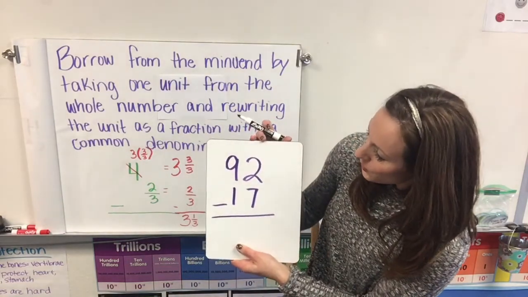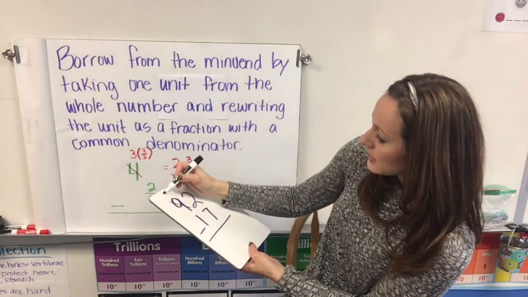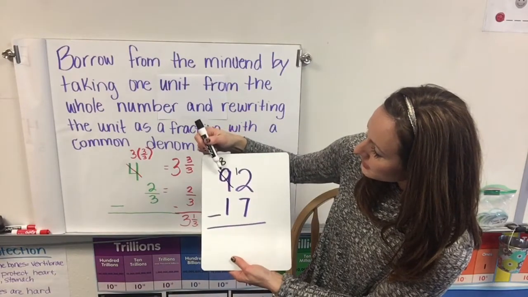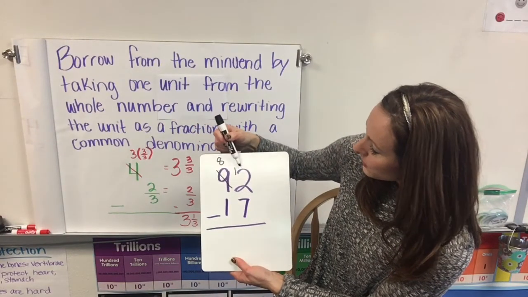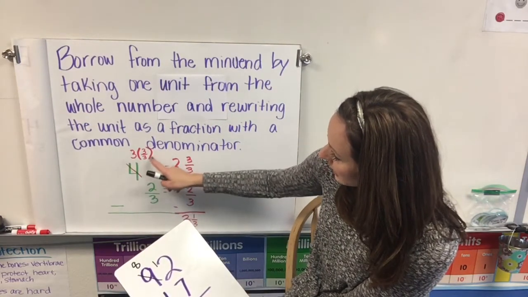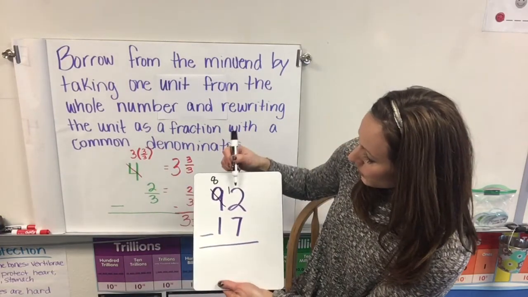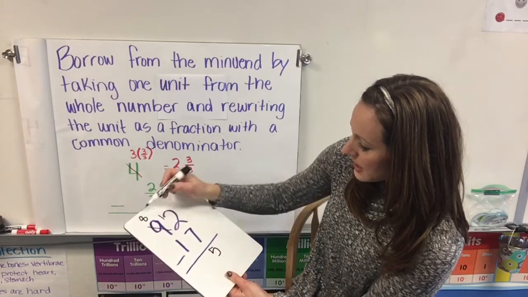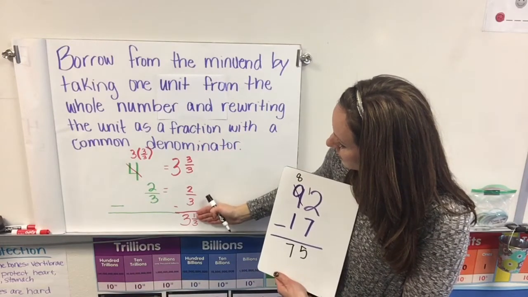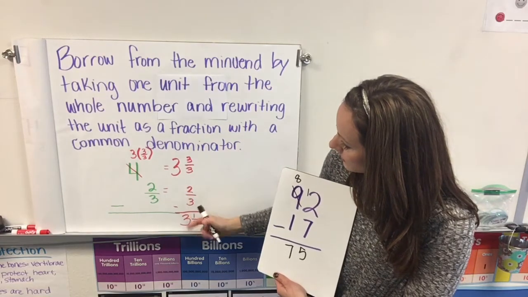When I borrow with whole numbers, I cross this out, I take 1 away, and I bring it over here. So 1 less than 9 becomes 8, and I bring my 1 over here. In the same way I did that here: I crossed out the 4, I turned it into a 3, and I brought that 1 over into the fraction spot. So 12 minus 7 is 5, and 8 minus 1 is 7. And just like here, I was able to work with these numbers. So 3/3 minus 2/3 equals 1/3, and 3 minus 0 equals 3.